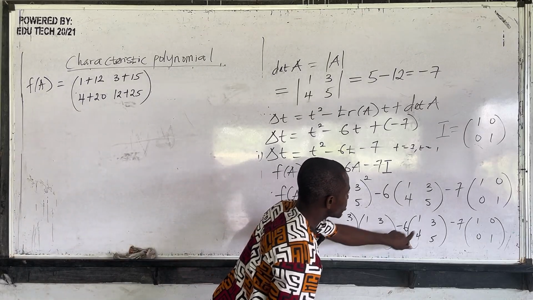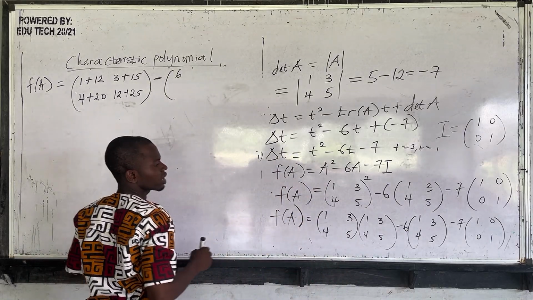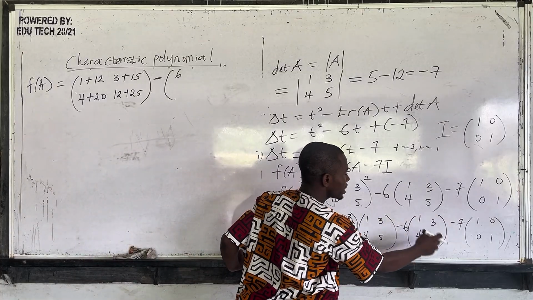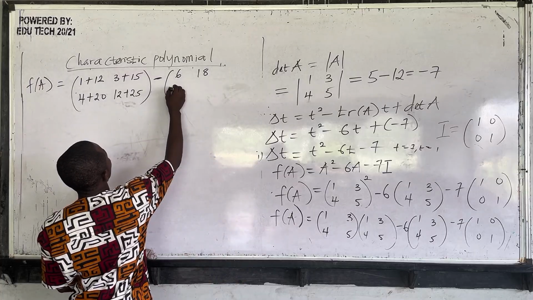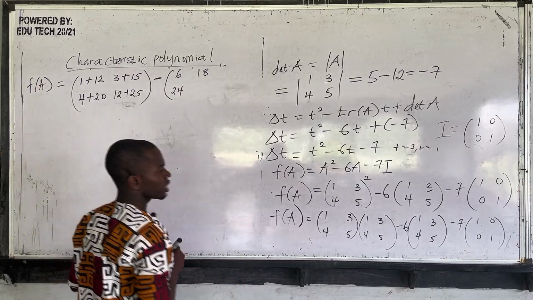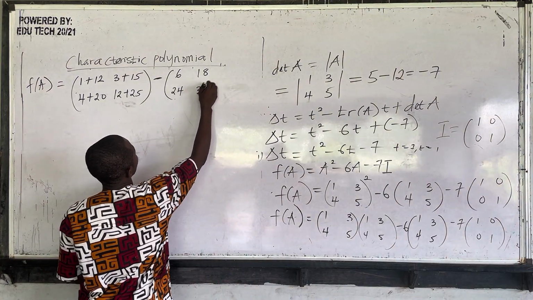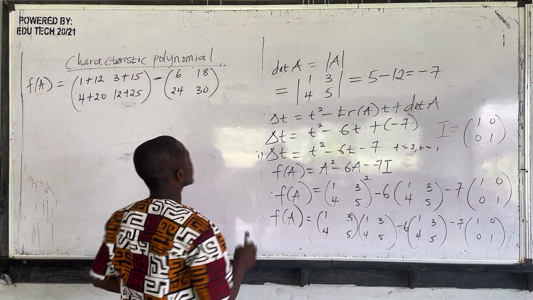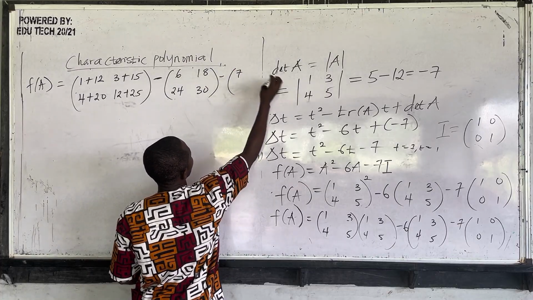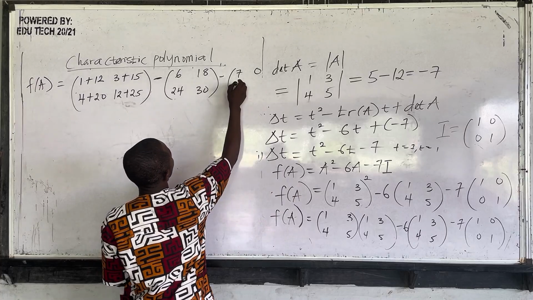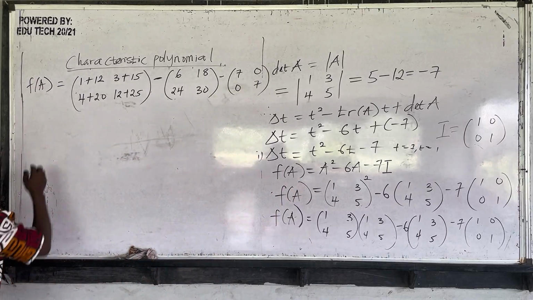Now, 6 times 1. You know there is a minus there. Just put the minus outside. 6, because the 6 will open the bracket. 6 times 3 is 18, as you can see. 6 times 4 is 24, as you can see. And 6 times 5 is 30, as you can see. You close it. Minus bracket 7 times 1 is 7. 7 times 0 is 0. 7 times 0 is 0. 7 times 1 is 7. The next thing is to add and subtract.